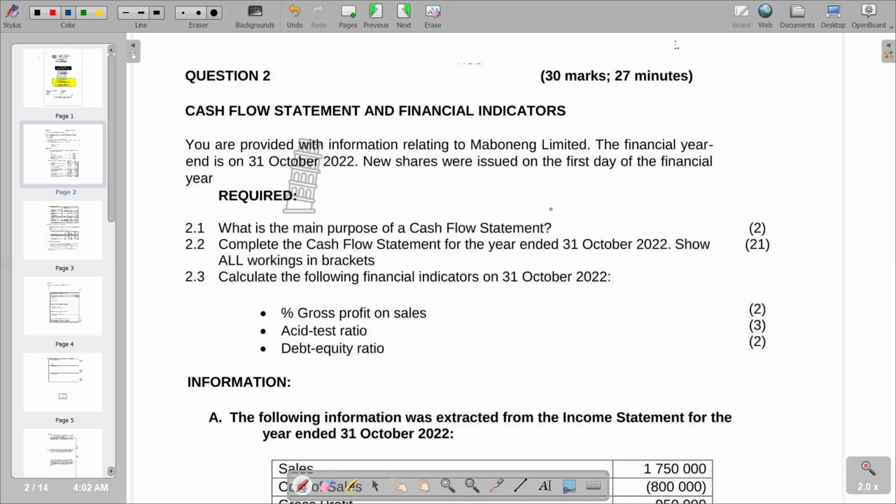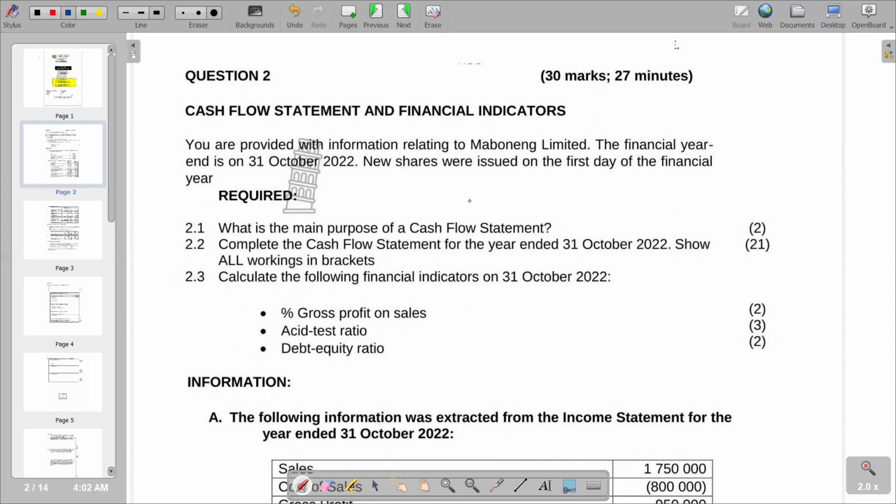Our question needs us to write down the main purpose of a cash flow statement. What purpose do we prepare the cash flow statement? Remember, the cash flow statement is a statement that shows the actual movement of cash in and out of the business, and it also shows the cash balances at the beginning and the end of the period.